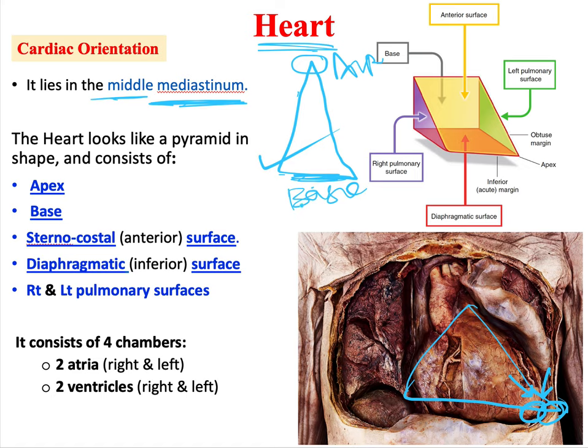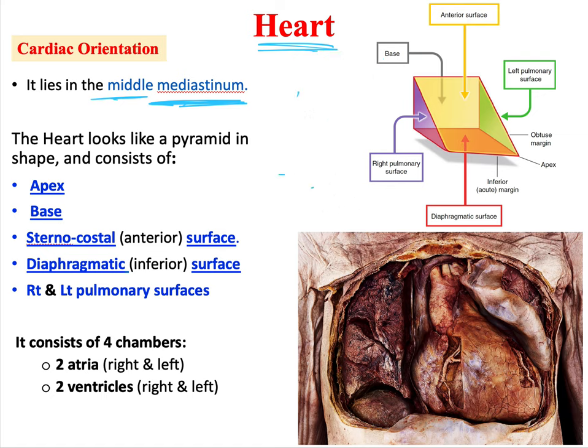Okay, thank you. So we know usually that the pyramid sits on its base, but the heart does not. This is the base of the heart. The heart sits on its diaphragmatic surface. This surface of the heart that's located against the diaphragm is known as the diaphragmatic surface. So what we have in the heart: we'll talk about the apex of the heart, the base of the heart, the anterior surface, and the diaphragmatic surface that's against the diaphragm.